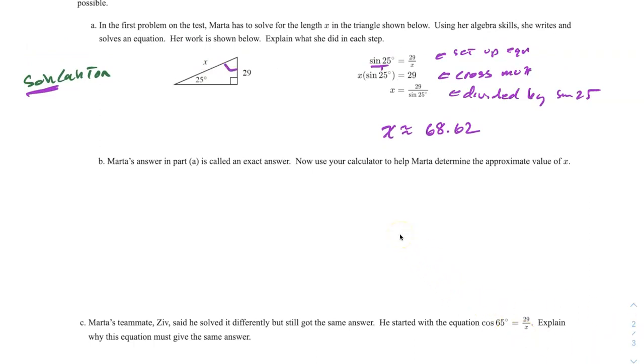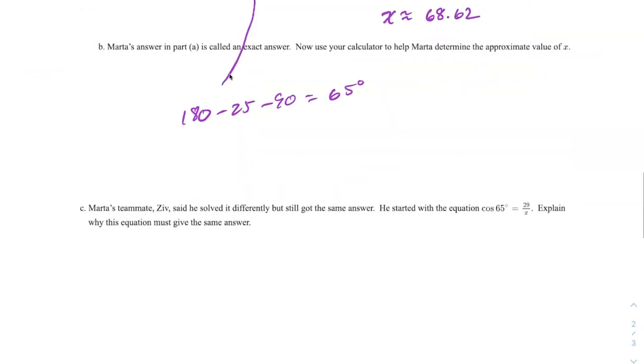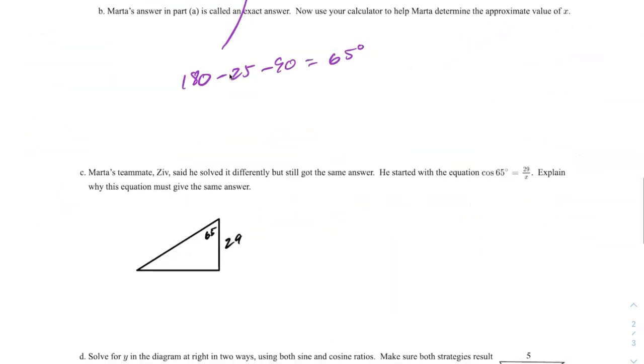He found this angle out, right? Because we don't have this angle yet. So he figured out what that angle was. He went 180 minus 25 minus 90 equals 65. So that's where we get the 65 from. And in that case, if you're looking at that angle, let's list the sides. Let me rewrite the triangle actually to help us out. So the triangle we have now is 65, 29, I believe, x, and 25.